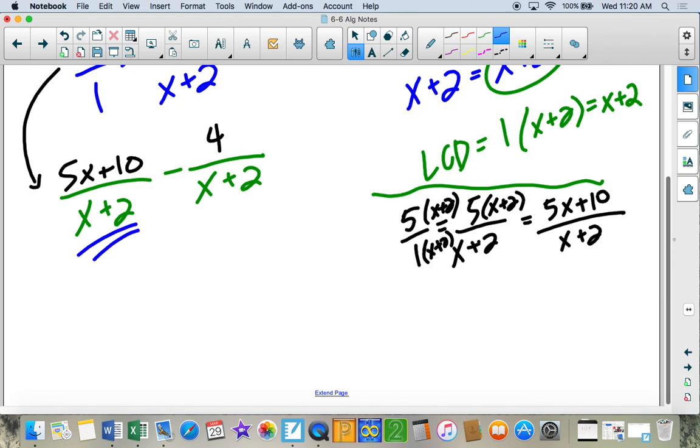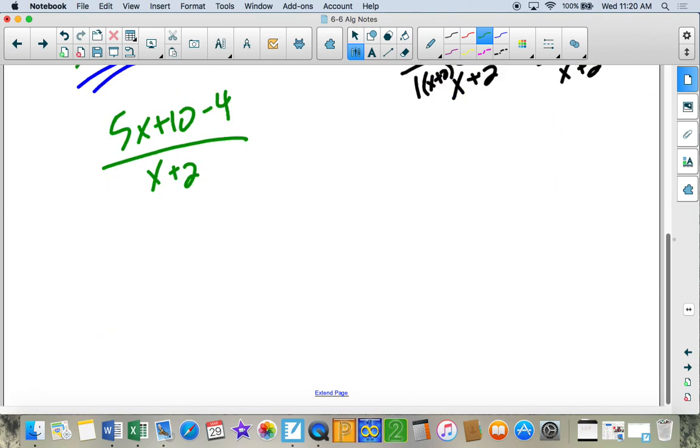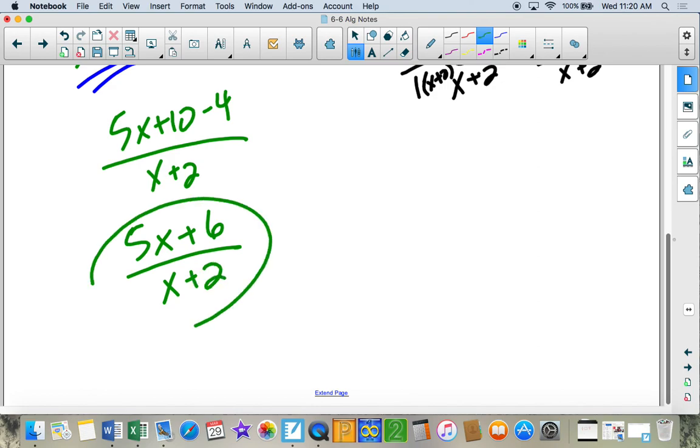We have the same denominator, so what can we do with the numerators? We can combine them. We can put them on the same line. This time we do have like terms, so this problem becomes 5x plus 6 over x plus 2. The numerator cannot be factored, the denominator cannot be factored, so that's my final answer.